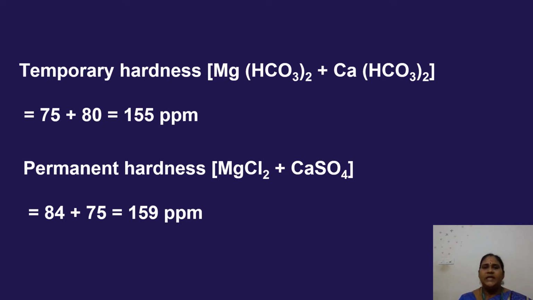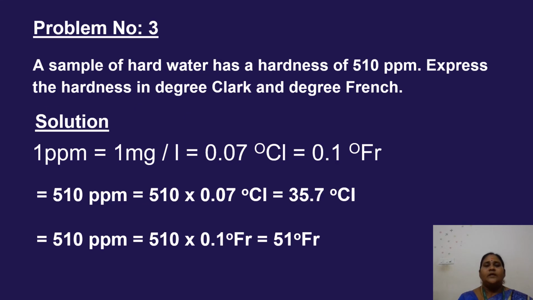The next problem is, a sample of hard water has a hardness of 510 ppm. Express the hardness in degree Clark and degree French. We already know the relationship between ppm, milligrams per liter, degree Clark and degree French.